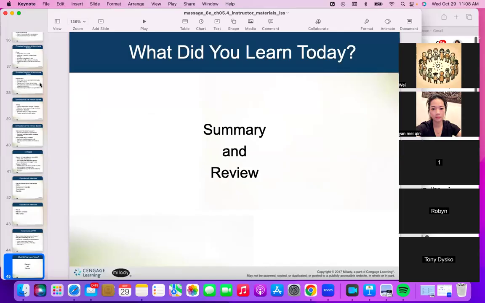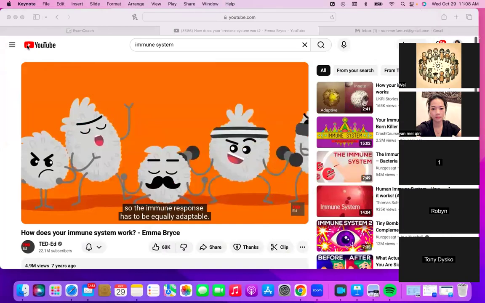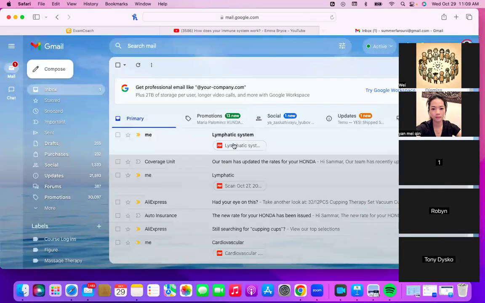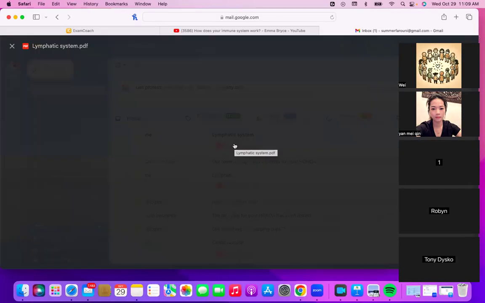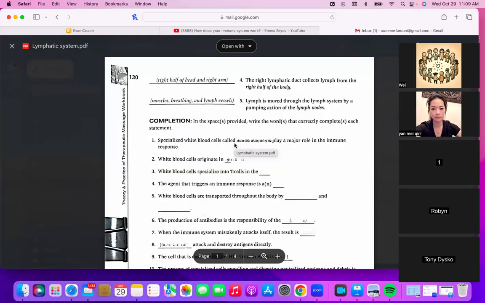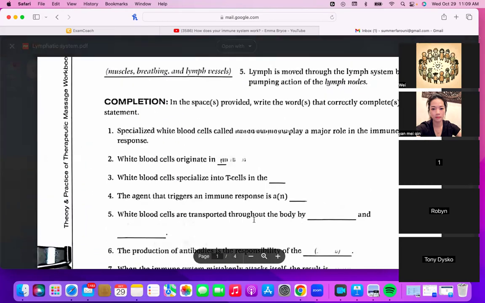Okay, next, let's go ahead and open the workbook and see if you are able to remember certain things. There's a lot of information, but what we really need for the test is maybe minuscule. In your workbook is page 130. Let's try to do the workbook without looking at your book and see if you can come up with some answers. If not, then open your book and look into it.